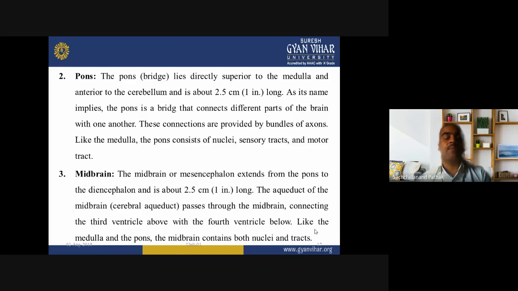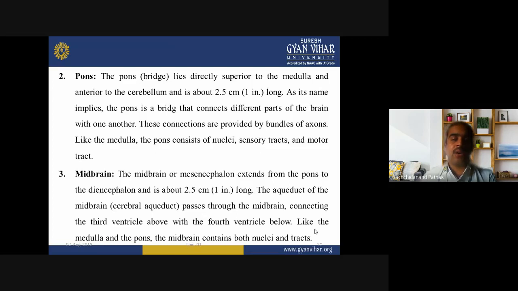As its name implies, the pons is a bridge that connects the different parts of the brain with one another. These connections are provided by bundles of axons. Like the medulla, the pons consists of nuclei, sensory tracts, and motor tracts. So this is the property of the pons. Then third is the midbrain. Medulla oblongata is there, pons is there, and now it's the midbrain.